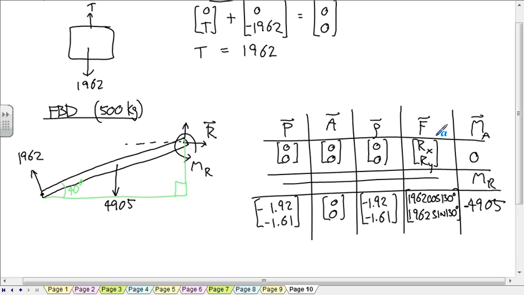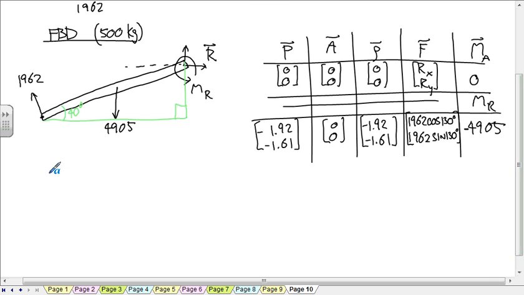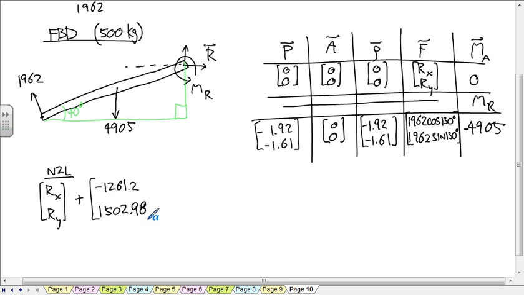And so now we have Newton's second law and the rotational equation from these. Newton's second law says Rx, Ry plus, can someone calculate 1962 times cosine of 130? And then the y? Okay. Yes.